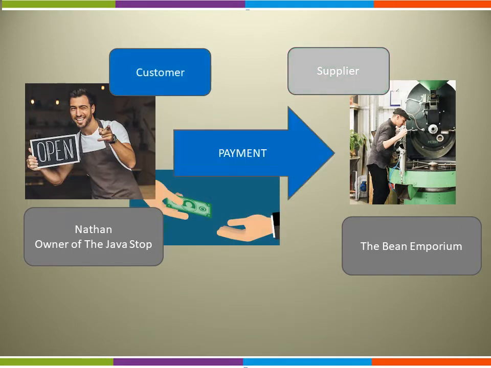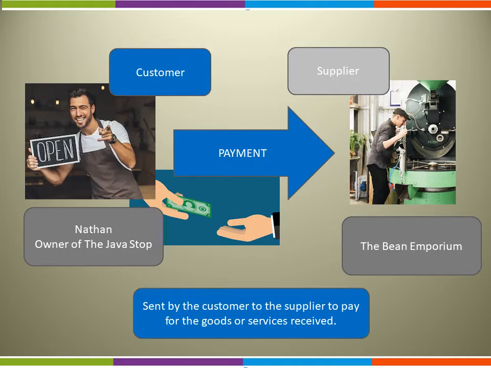The customer will therefore send a payment to the supplier. This may be done electronically or maybe by cash or cheque. The payment is sent by the customer to the supplier to pay for the goods or services received. But they will want some form of acknowledgement from the supplier that their payment has been received.